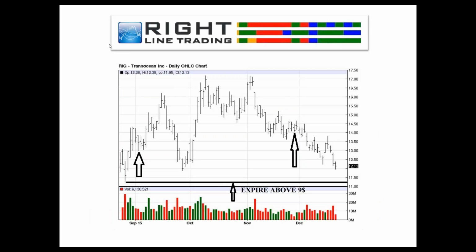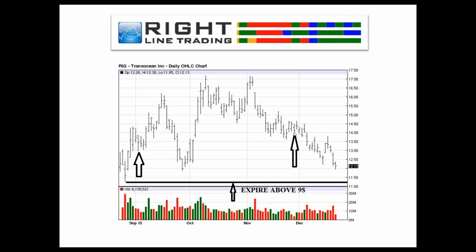Now, I want to show you some of the positions that we have placed. This is Transocean Offshore. When we placed the spread, it had to close above $9 to give us 100% of our net credit. Here's where we placed the position. Here's where it ended on options expiration.